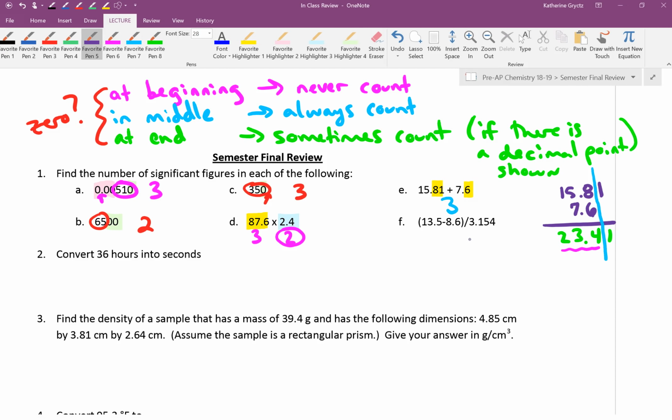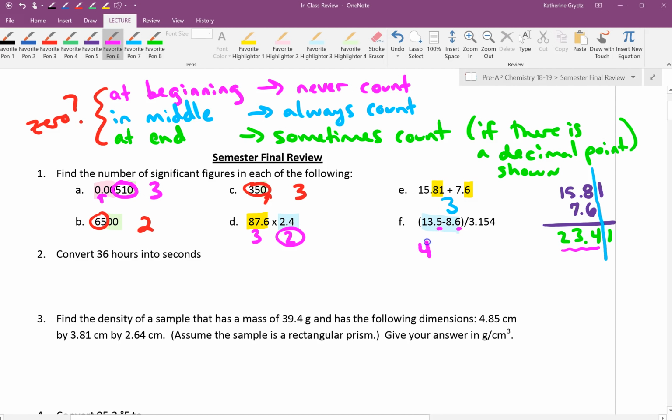So then you have to follow order of operations. It's like doing 2 different significant figure problems. So this one right here has both, but the first thing to do, order of operations says, is the subtraction first. So if you do 13.5 minus 8.6, you're doing least number of decimal places. So you're going to give one number after the decimal.